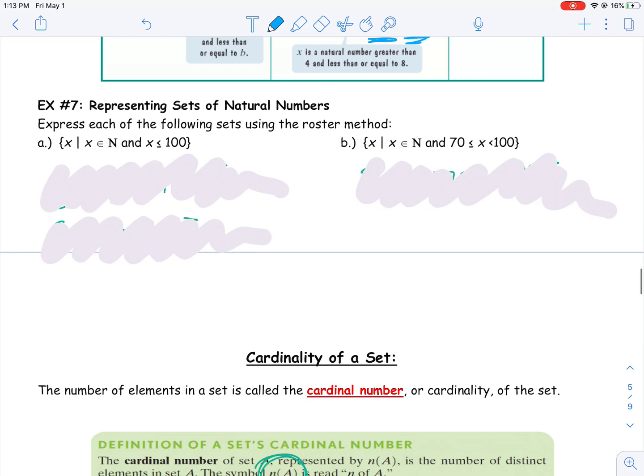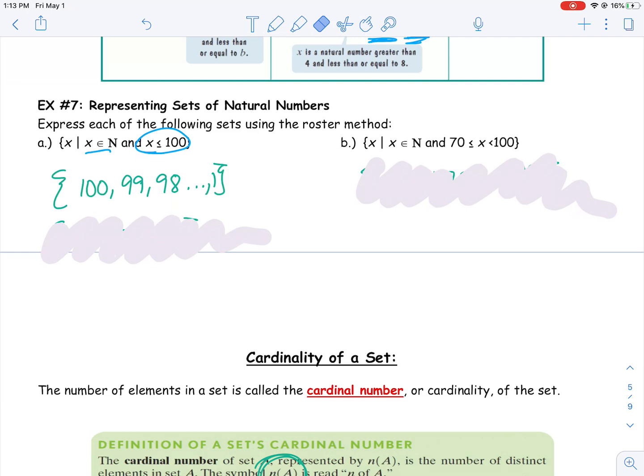Let's practice a few. Looking at example number 7, it says express each of the following sets using roster method. Remember, roster method is listing them out. The first one says the set of all x's such that x is an element in the natural numbers. Remember, natural numbers are 1 and up, where x is, if you read that carefully, what does that say? X is less than or equal to 100. So how do you think you would write this in roster method if you're a natural number and you have to be less than or equal to 100?